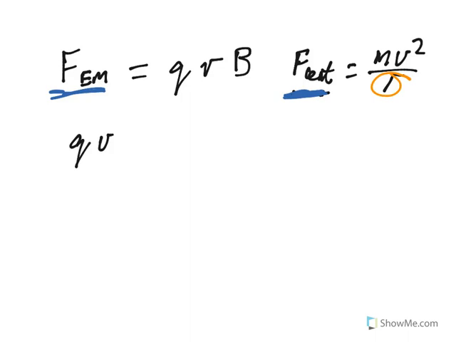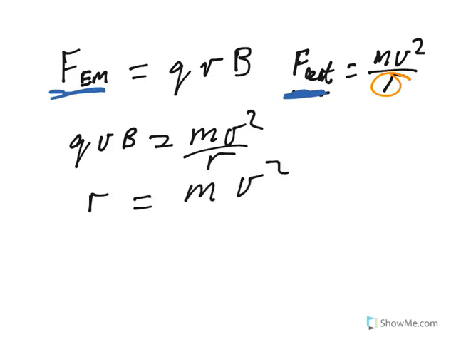So QVB has got to equal mv squared on R, and if we rearrange, times both sides by R, divide both sides by QVB, you'll notice you've got a V and a V squared, so there's a cancel there, there's a cancel with one of those in the V squared.